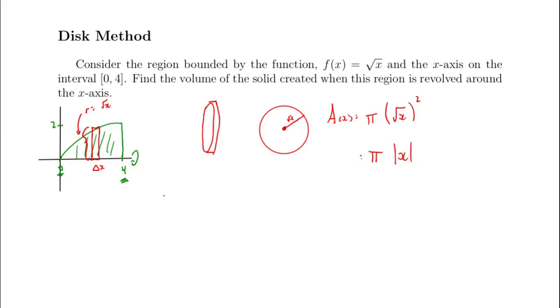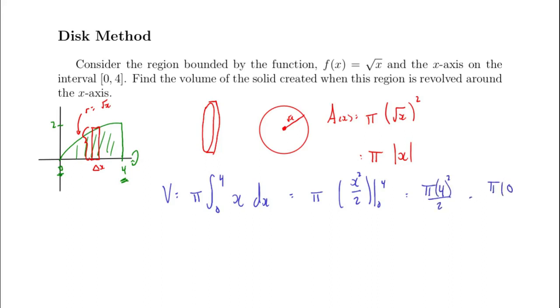So what this means is that our volume ends up being an integral, pi times the integral from 0 to 4 of our radius squared, and that's going to be x dx. This is easy to anti-differentiate then. We have x squared over 2. We'll evaluate that from 0 to 4, and we end up with pi times 4 squared over 2 minus pi times 0 squared over 2, which gives us 16 pi over 2, or 8 pi. And that's the volume of this shape that we've got, this solid that we created.